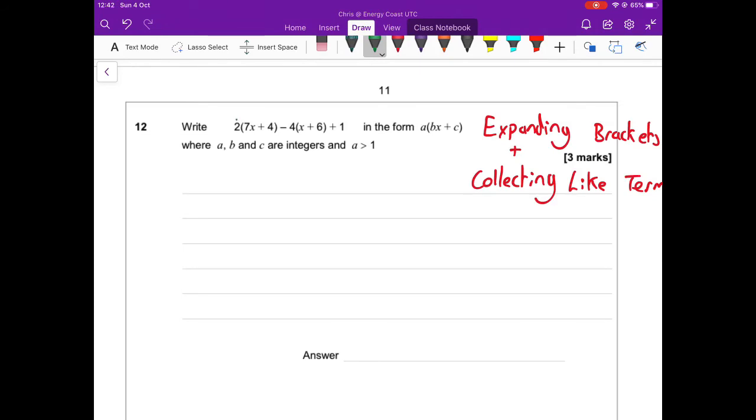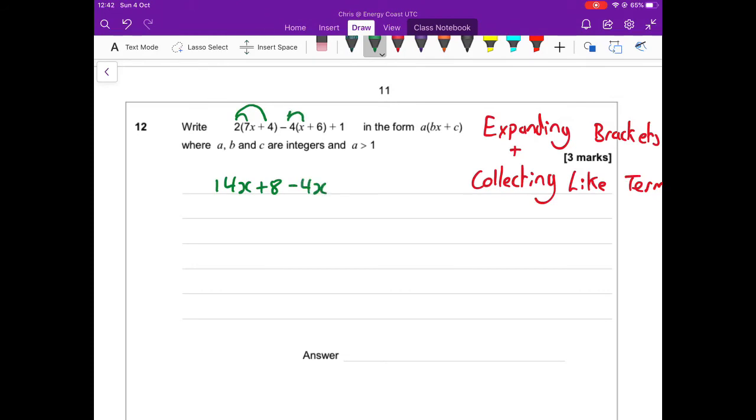So what I do is I times everything in this bracket by 2. 2 times 7x is 14x, and 2 times plus 4 is plus 8. Look at the next bit. Minus 4 times x is minus 4x.